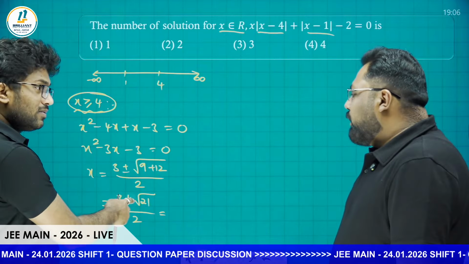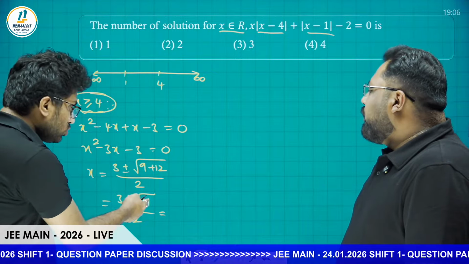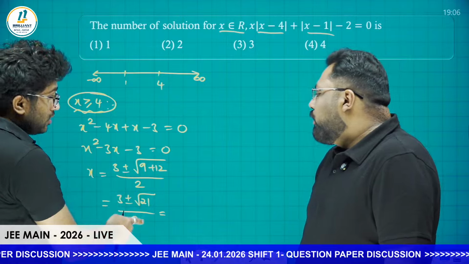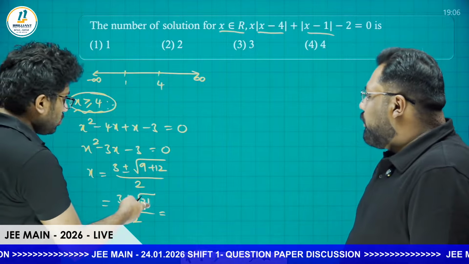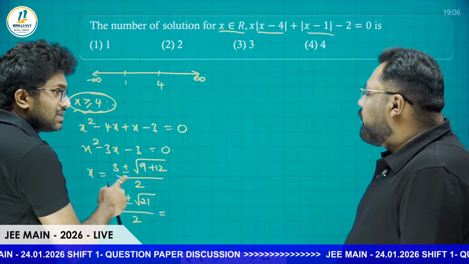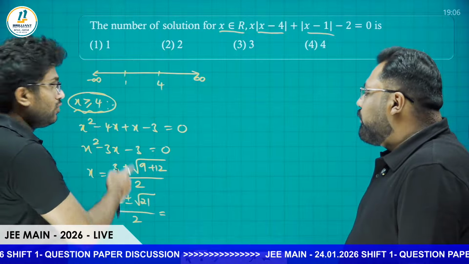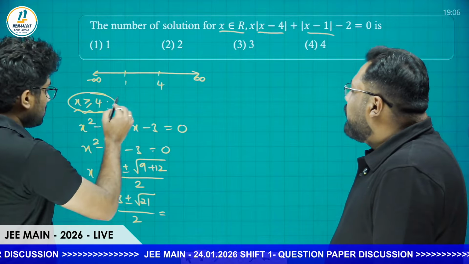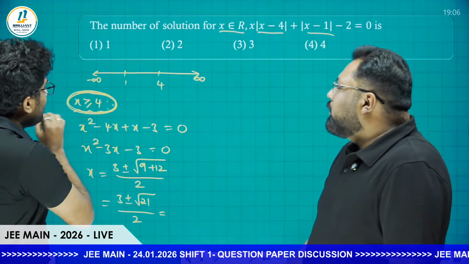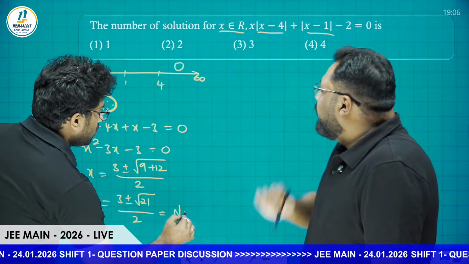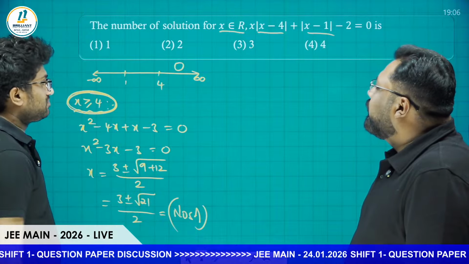If we take plus, positive root 21, root 25 itself is 5. So 5 plus 3, 8 by 2. Root 21 is surely less than 5. So 4 point something plus 3 is 7 point something. 7 point something by 2 will be less than 4. And if I take negative, surely it will be less than 4. There is no value which is greater than or equal to 4. Therefore, no solution in this case.